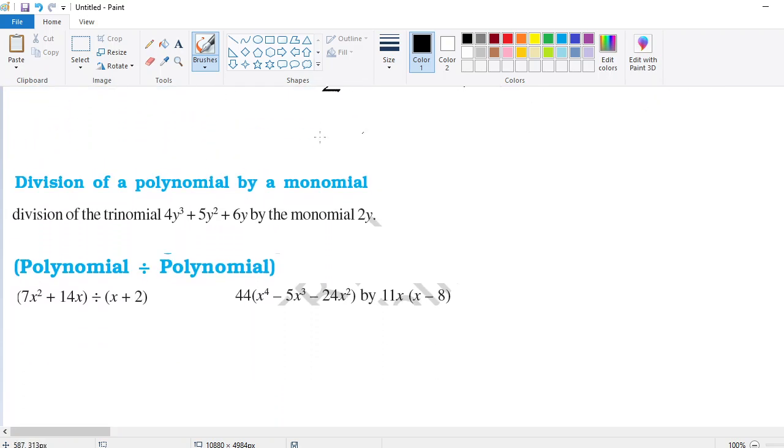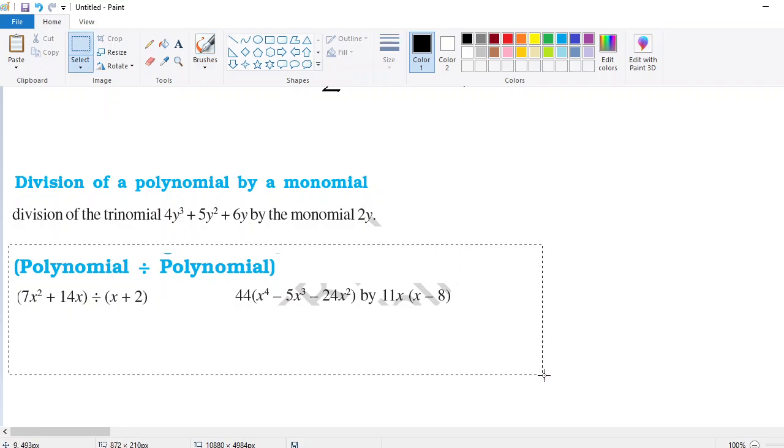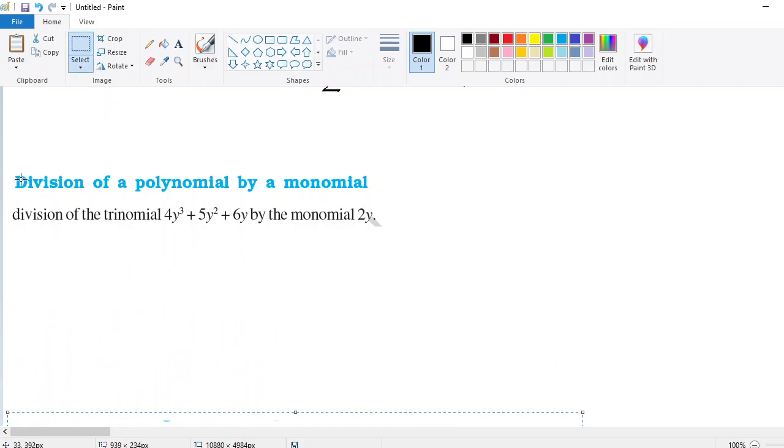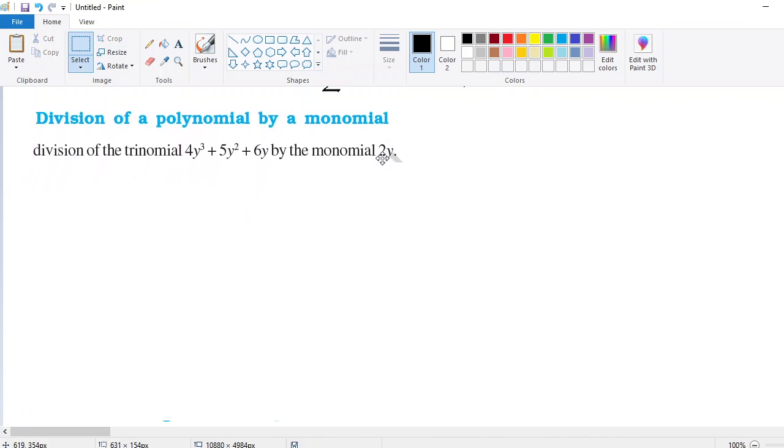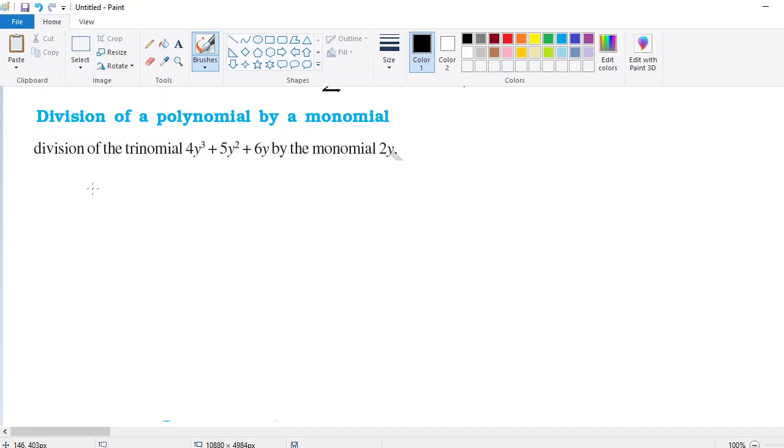Next topic is the division of a polynomial by a monomial. So your dividend can have more than one term. An example is 4y cube plus 5y square plus 6y divided by 2y. Now there are two methods to complete this division.